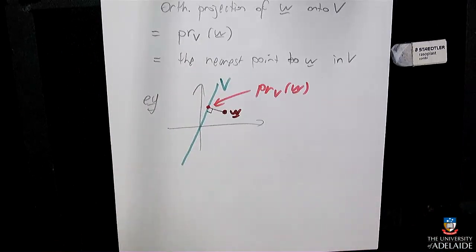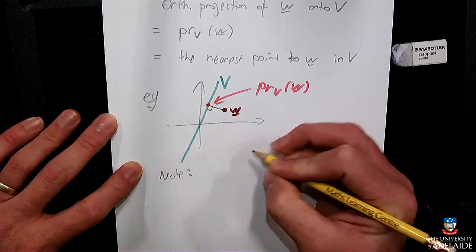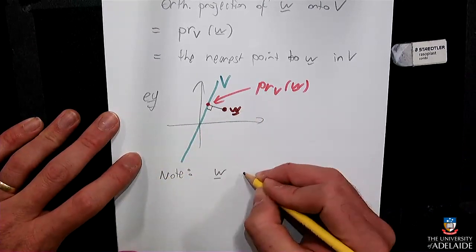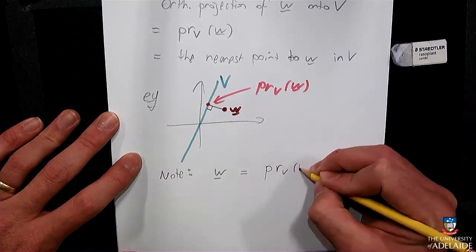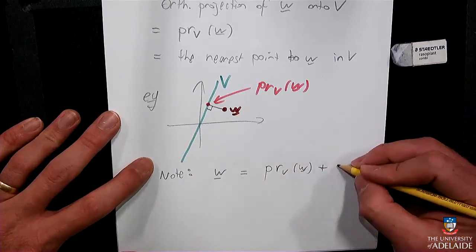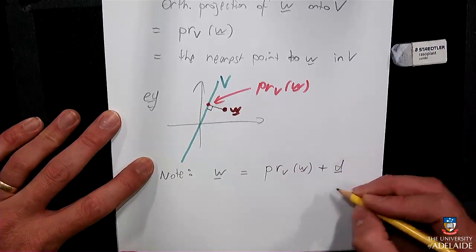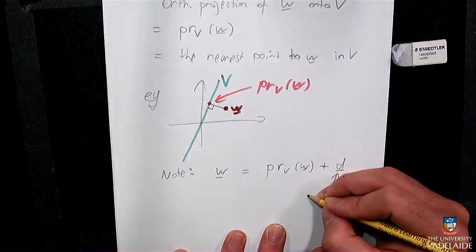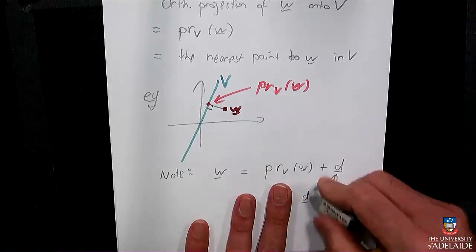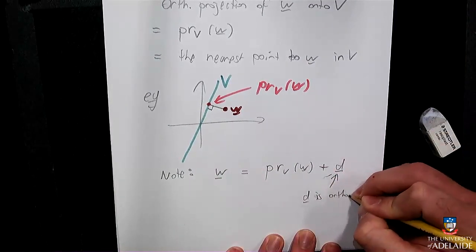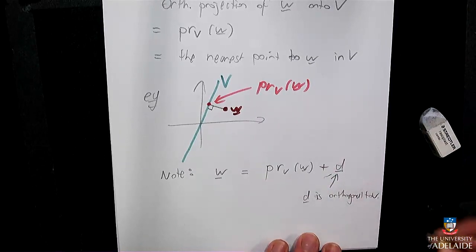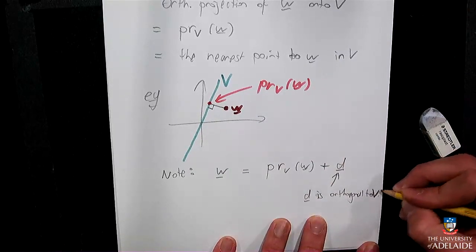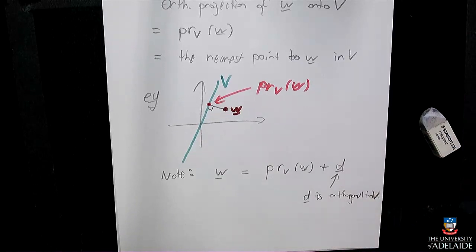So what we have is that note the vector that goes from W will either be the projection of W onto V plus a bit, and this bit will be orthogonal to V. So this leftover bit is orthogonal to V, and it is called the component of W orthogonal to V.